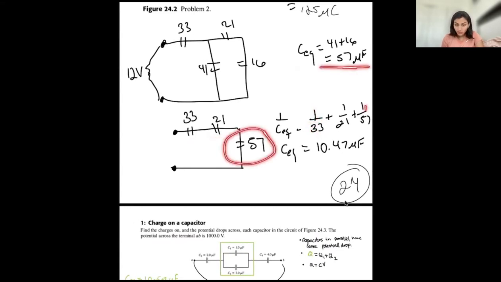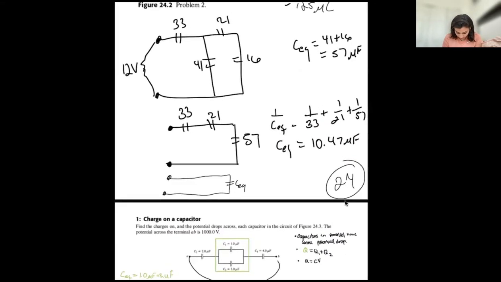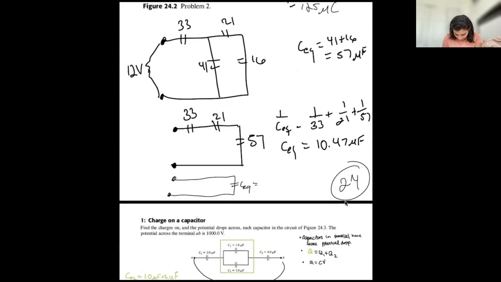Remember that this is my C equivalent that I calculated here, but it counts because we're treating it as just one capacitor. My C equivalent turned out to be 10.47 microfarad. Let me redraw what I think the structure would look like. This would be my C equivalent for this series, and it would be 10.47. Then to calculate the charge going through it, it's just your simple equation, which is up here. Your voltage is Q over C, or your charge is your voltage across AB times C.